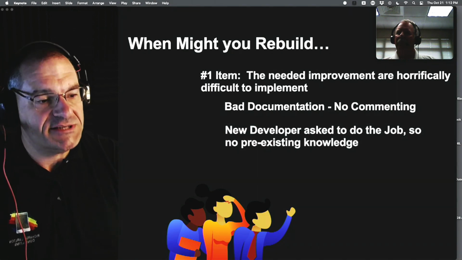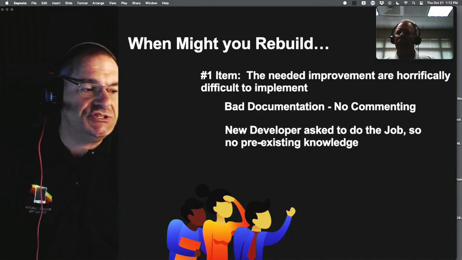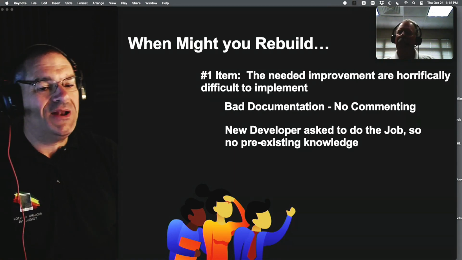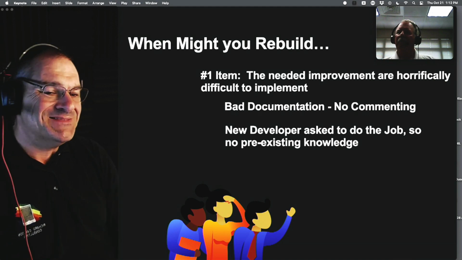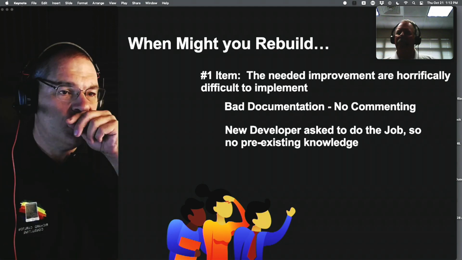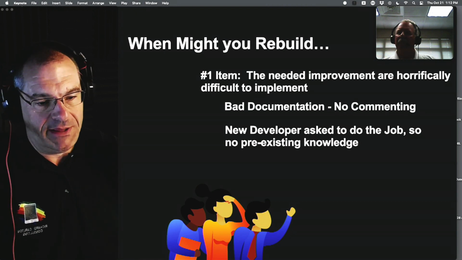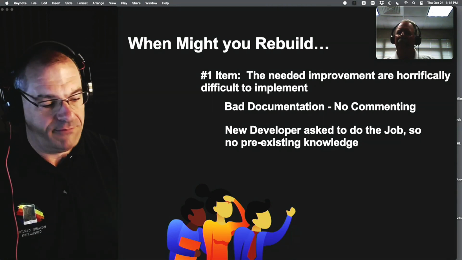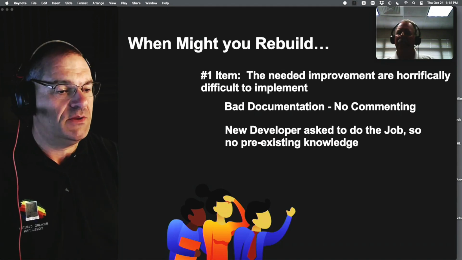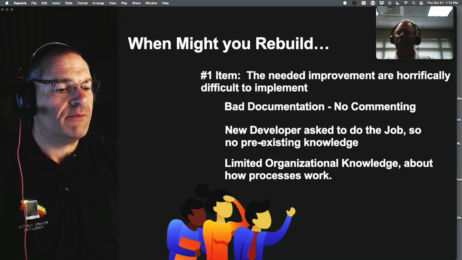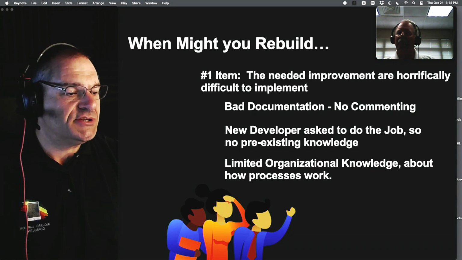The other part of this is that you have a new developer who's asked to do the job, and they don't have any pre-existing knowledge of the solution. They're not the original builder, right? And the original builder could be hit by a bus. We've seen that happen. They're unavailable. Maybe they're too expensive. You don't want to hire them anymore. And so you run into these issues. So things you have to think about are limited organizational knowledge, right?